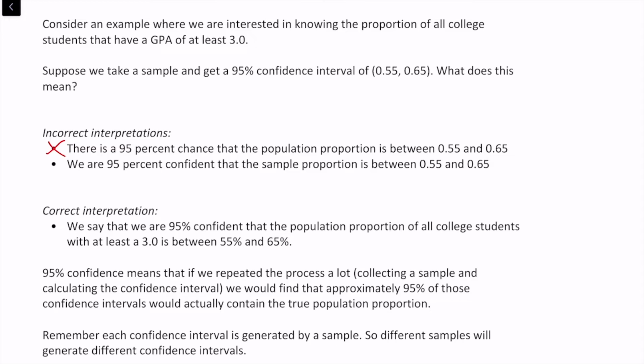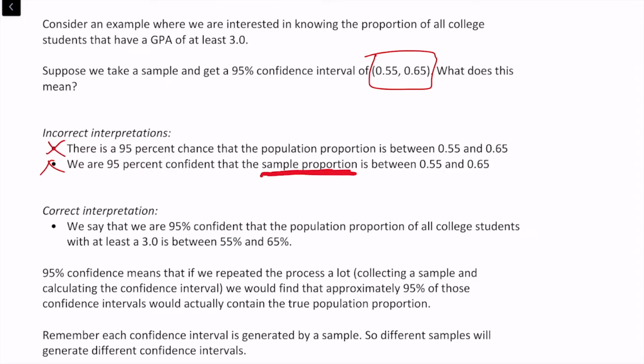That is also incorrect. And the reason why this is incorrect, because this is very close to the correct interpretation, is it's incorrect because it's talking about the sample proportion. We know what the sample proportion is because we calculated a sample, and that's how we were able to calculate the 0.55 to 0.65. Okay, that's how we're able to calculate this. So we know the sample proportion. A confidence interval talks about a population value. So it's very, very important.